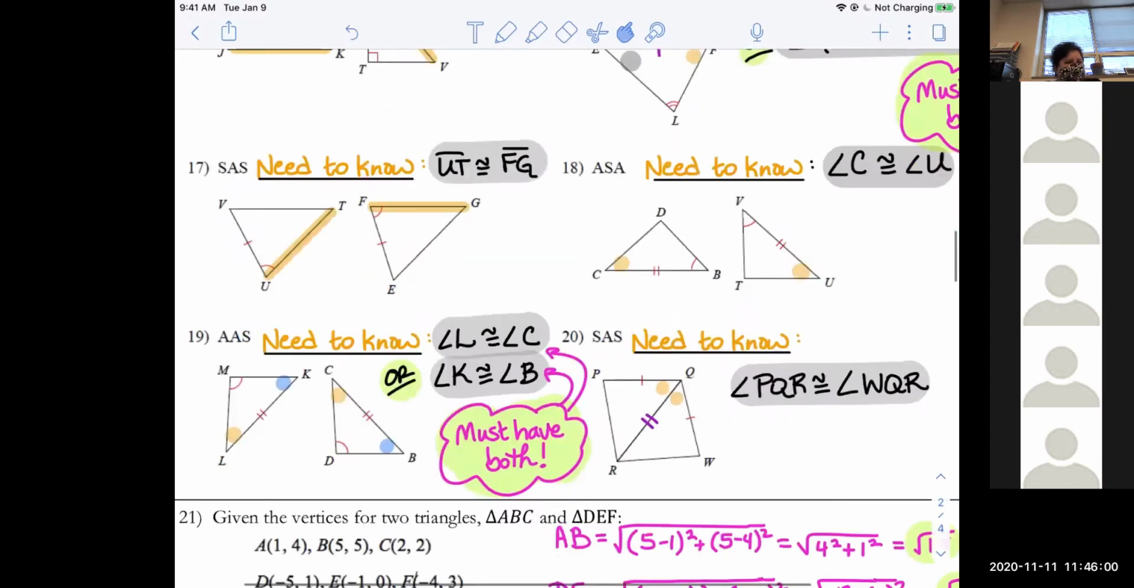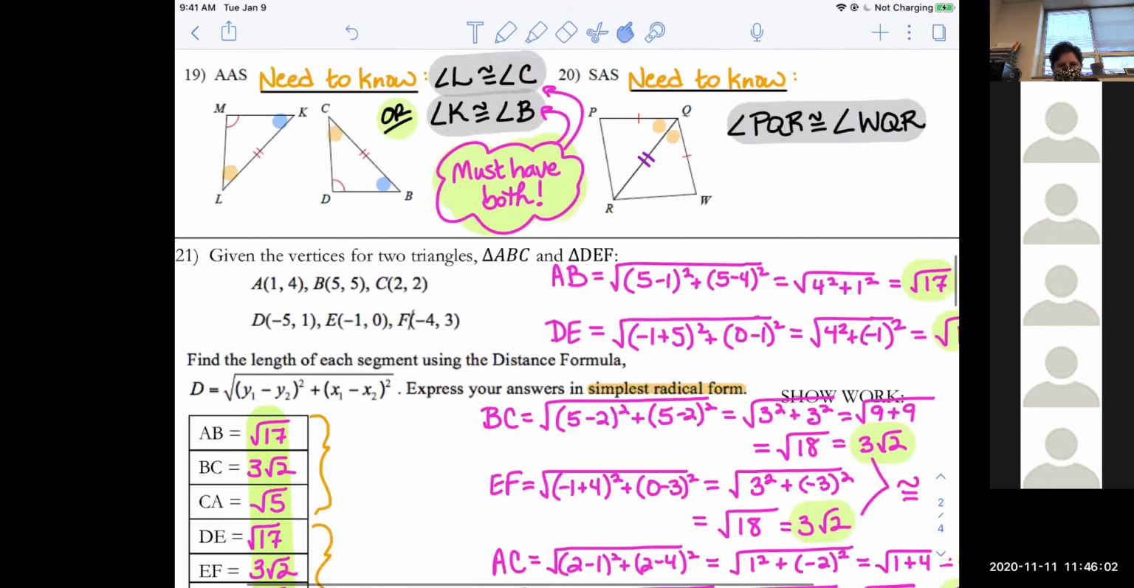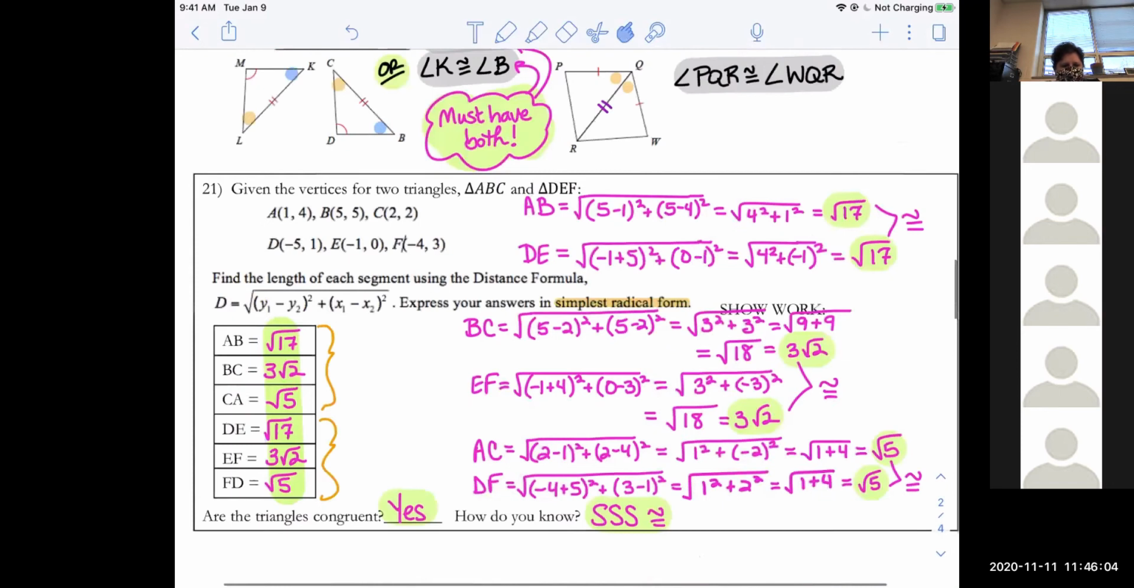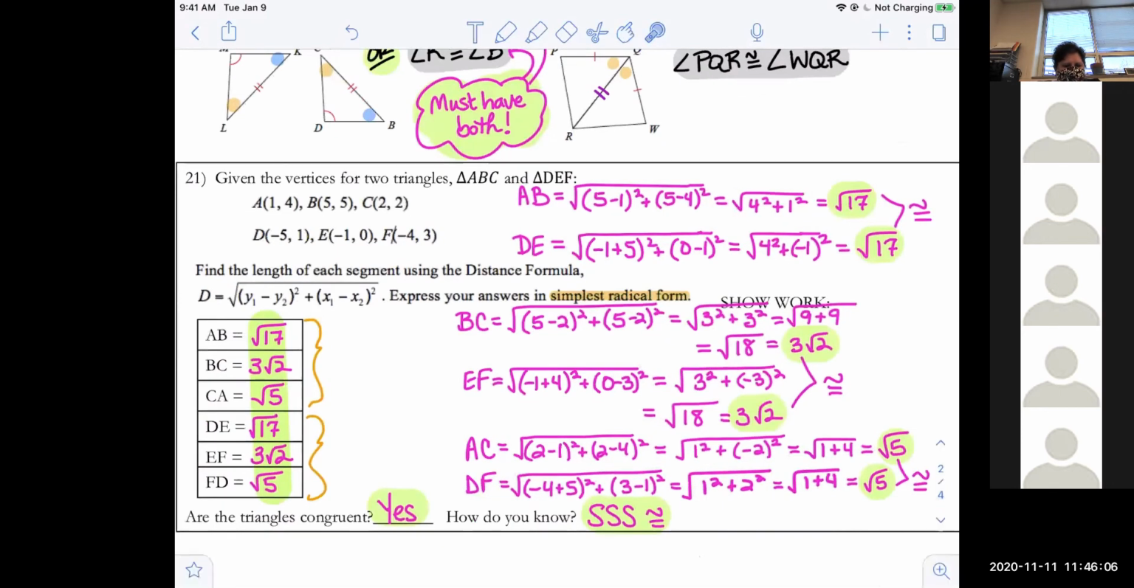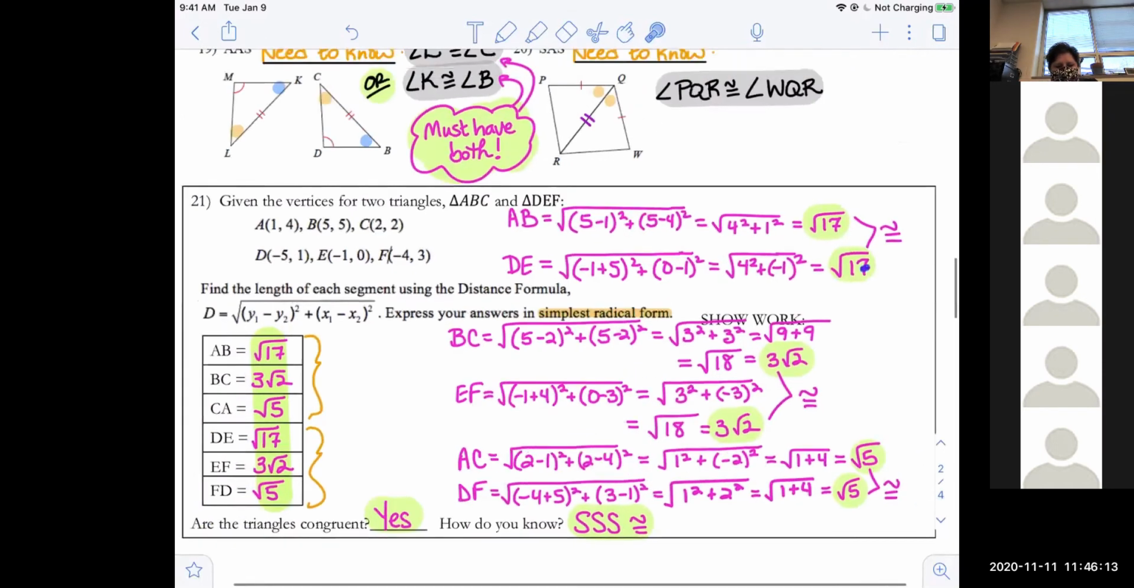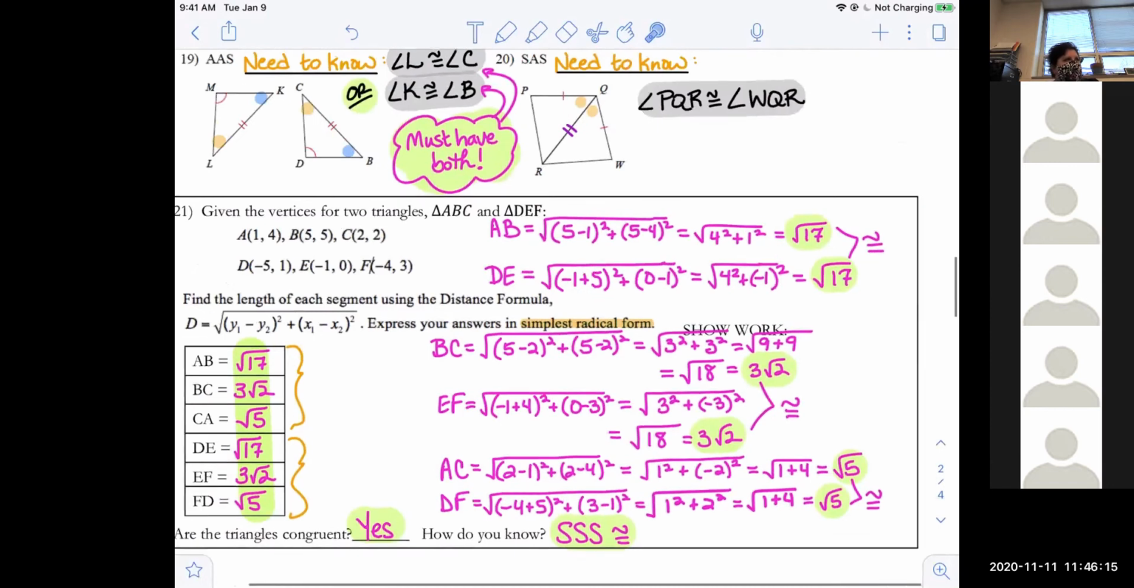Okay, and then for the last one, you need to be doing distance formula. How many times? 6 times. Okay, so I gave you the distance formula there. You need to make sure that you know how to plug it in and correctly simplify that. The ones that are square root of 18, make sure that you simplify any of those radicals, as that's the only one that will break down. The other ones are primes.